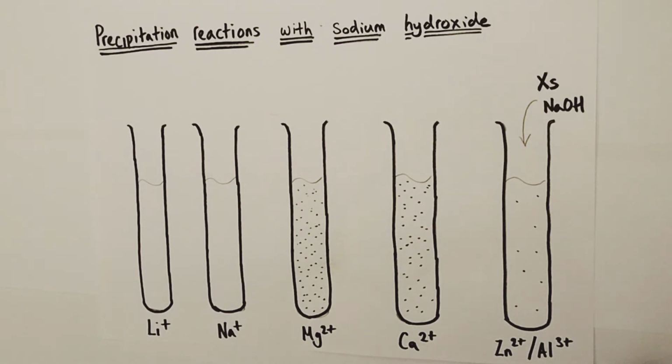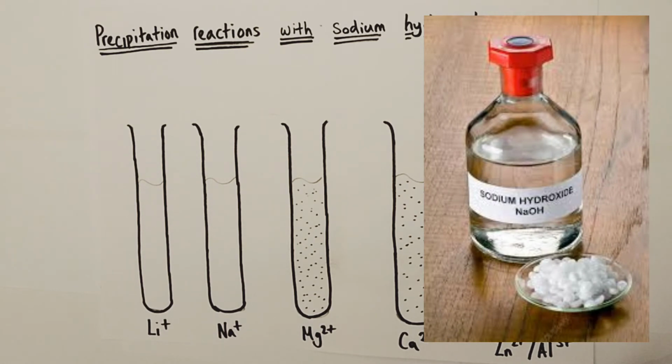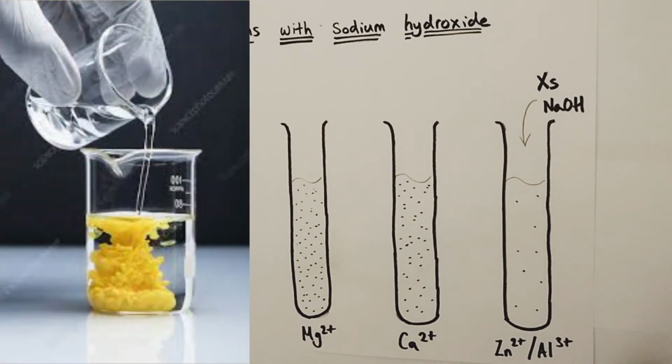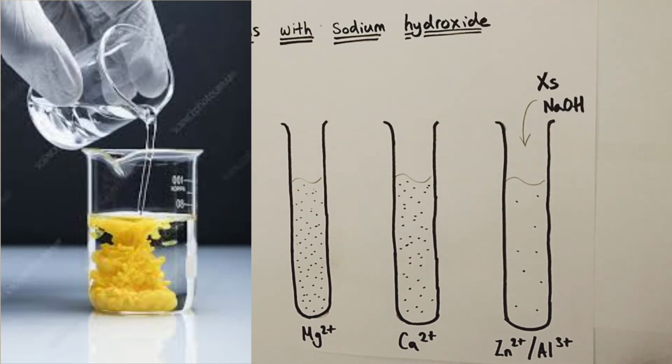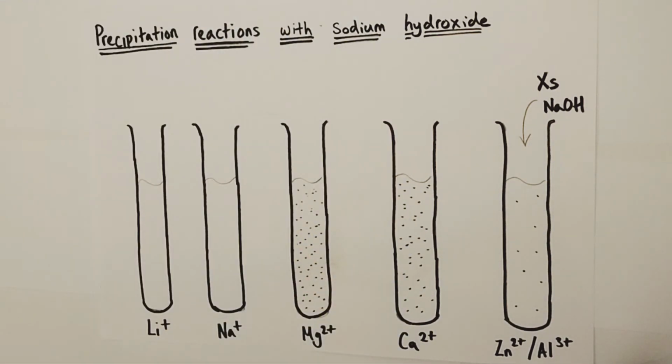The second phase of cation testing involves adding sodium hydroxide solution to dissolved samples of our possible cation ionic compound and observing what happens. And it's based on the principles of solubility and precipitation reactions. A precipitation reaction is defined as being a reaction in which an insoluble solid is formed when two solutions are mixed together or when a gas is bubbled into a solution. So we're going to be looking for either the formation of solid insoluble products or not, depending on which cations are present.